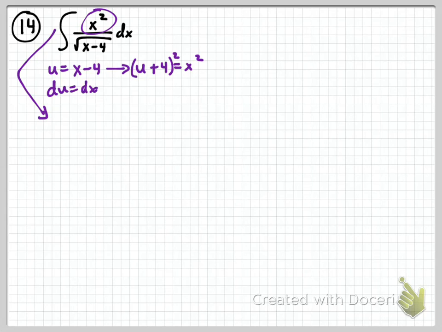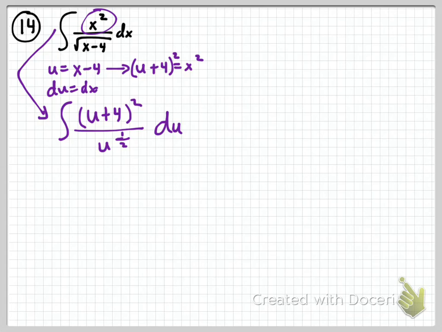So we end up with the integral of, again, x squared is u plus 4 squared, and then that's all over u to the 1/2. Sorry, I was almost going to put negative 1/2, but it's u to the 1/2. And then in place of dx we put du. Now it still doesn't look very good, but we're going to move things around a little bit. We're going to multiply out the numerator, so we get u squared plus 8u plus 16.